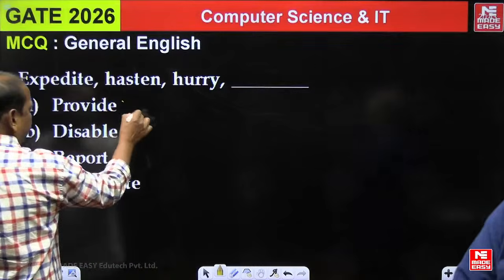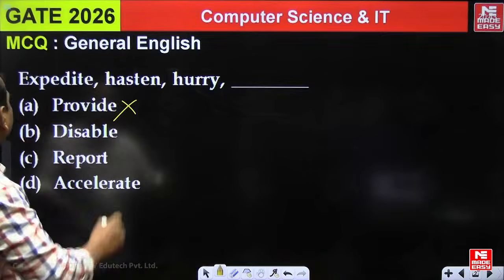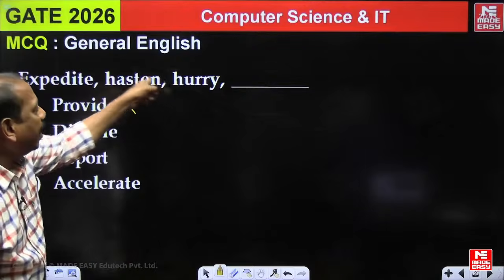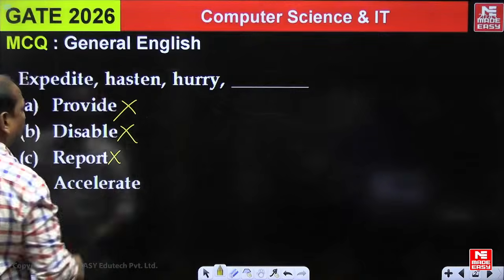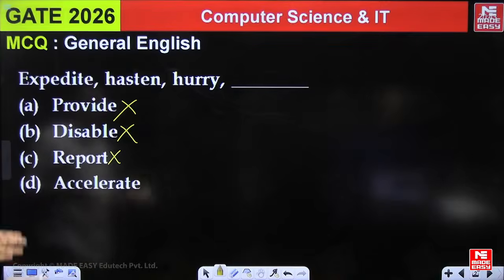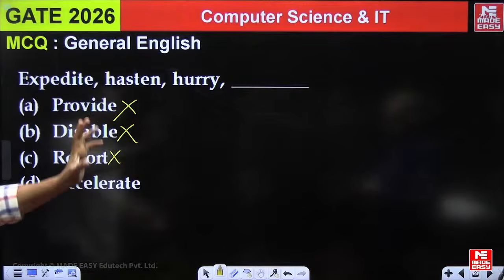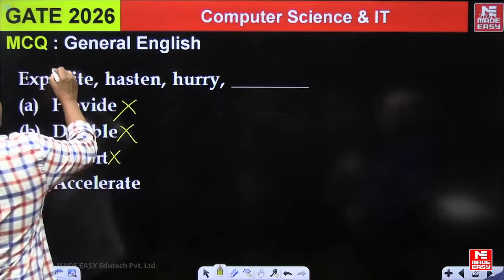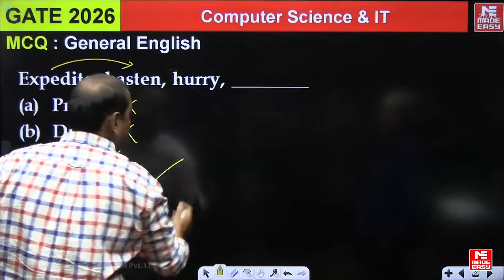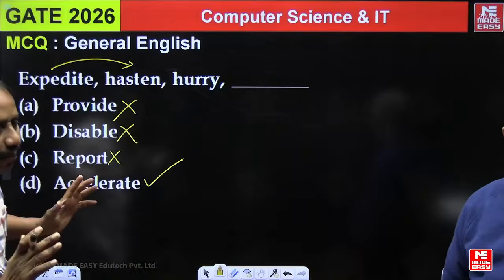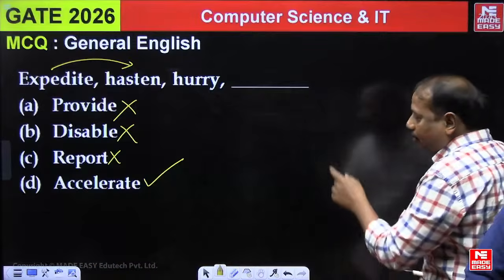If you observe it, provide can be ruled out, because provide gives a sense that is completely different from the common idea of these three. Same with disable, which has a negative sense. Same with report. You don't even need knowledge of English to answer this. It is almost common sense. Accelerate is to speed up. Hasten is the synonym of expedite. Hurry also is a synonym of these two. Expedite is to make something happen very fast. So the answer is accelerate. Hope most of you have answered it correctly.